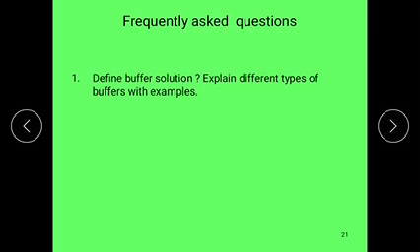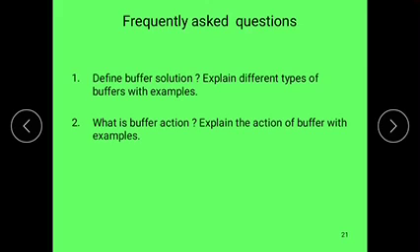The frequently asked questions in this topic are: define the buffer solution, explain the different types of buffer solutions with examples, what is the buffer action, and explain the action of buffer with examples.